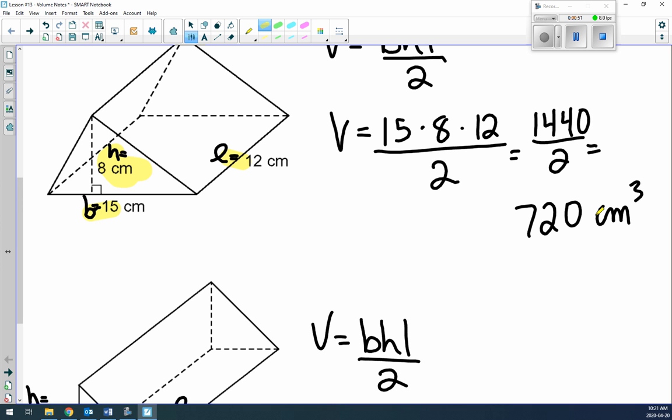Now, this is not area. This is volume. So centimeters cubed. Because think about it this way. It's centimeters times centimeters times centimeters. Centimeters cubed. So volume is cubed all the time.